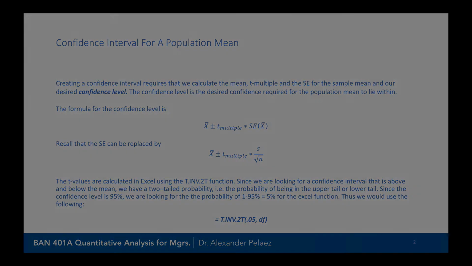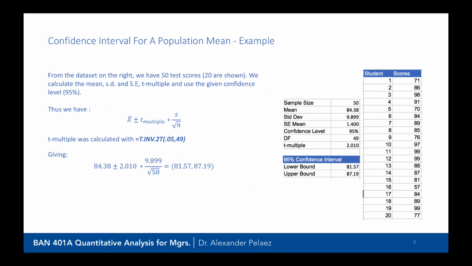So let's take a look and see how this works. Let's say on the right we have this data set which has 50 test scores. We're only showing 20, however. We calculate the mean and standard deviation, and we know how to do that using the AVERAGE and STDEV.S function. We'll calculate the standard error, and we're going to use the given confidence level of 95%. Now, we'll do the t-multiple first.